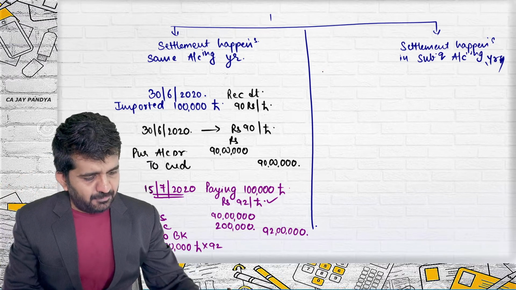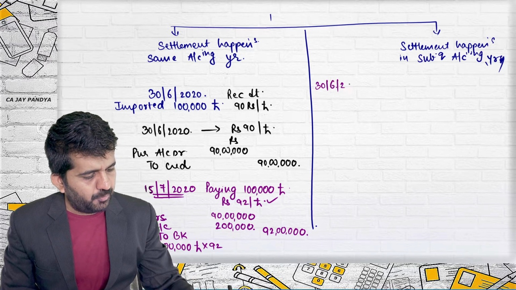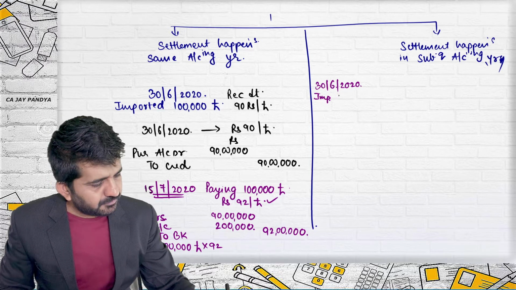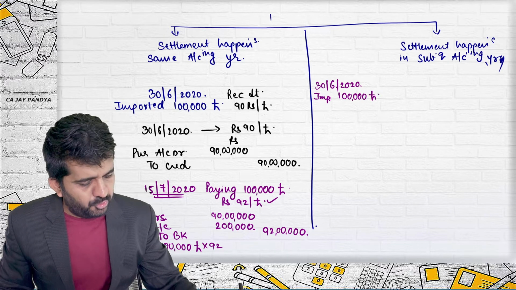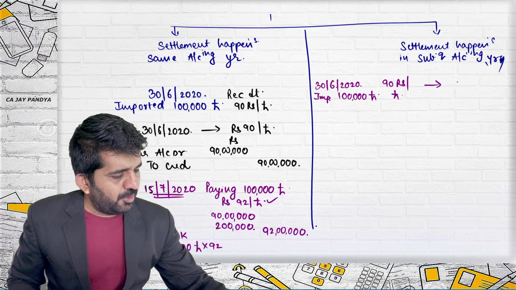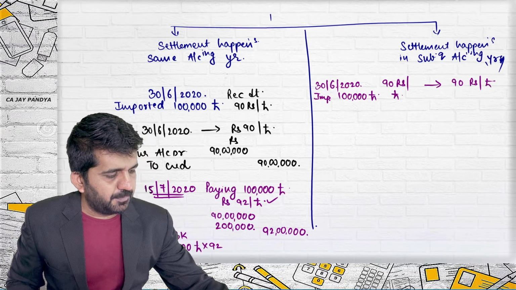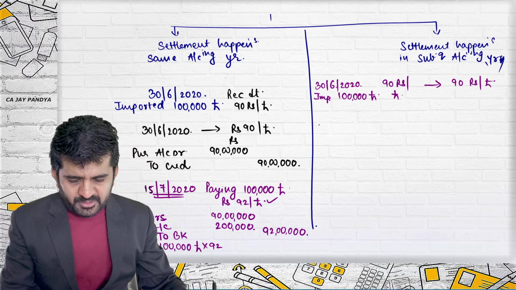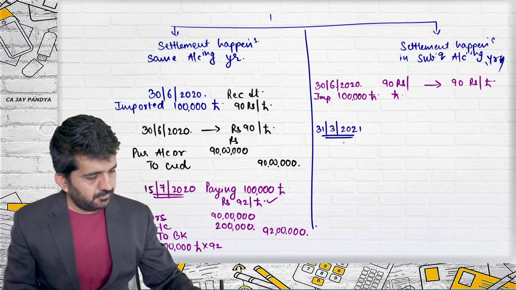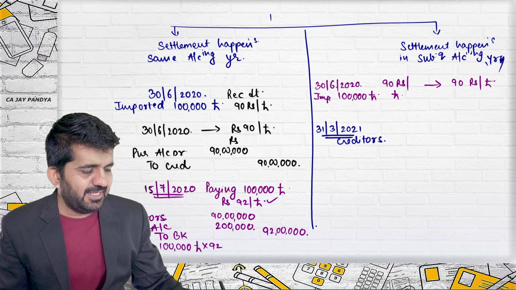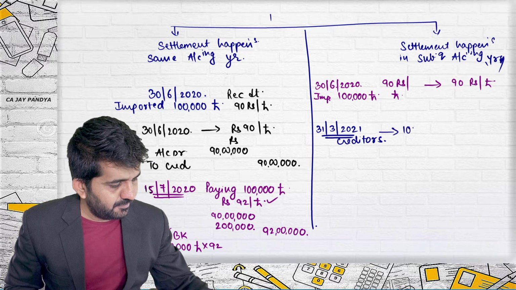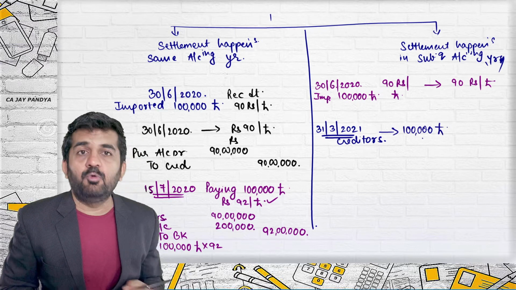Now if the same question on 30th June 2020, I have imported 1 lakh pound goods. The rate is 90 rupees per pound. I would have recorded it at 90 rupees per pound. On closing date, 31st March 2021, there will be creditors worth how much? 1 lakh pound.